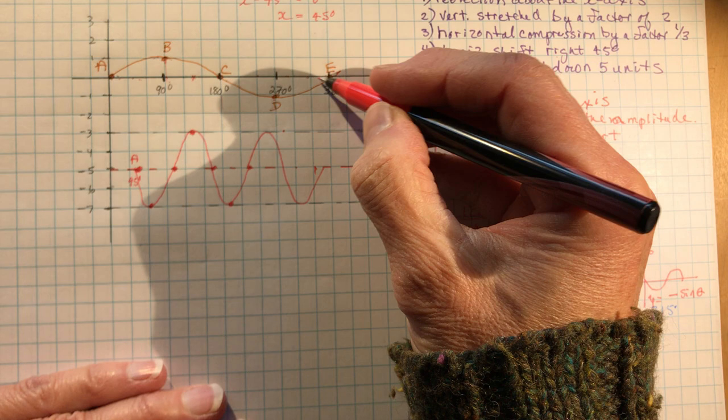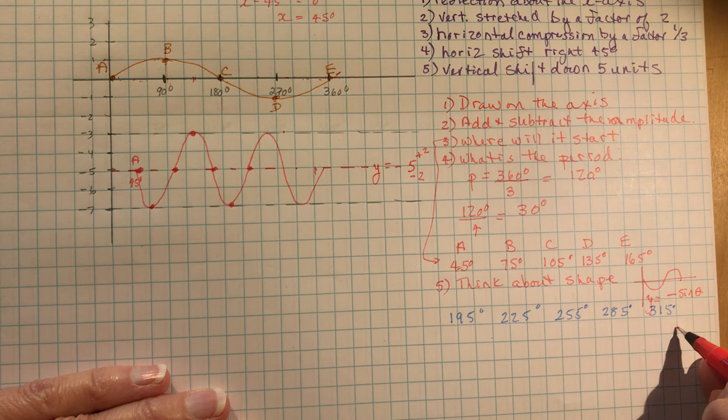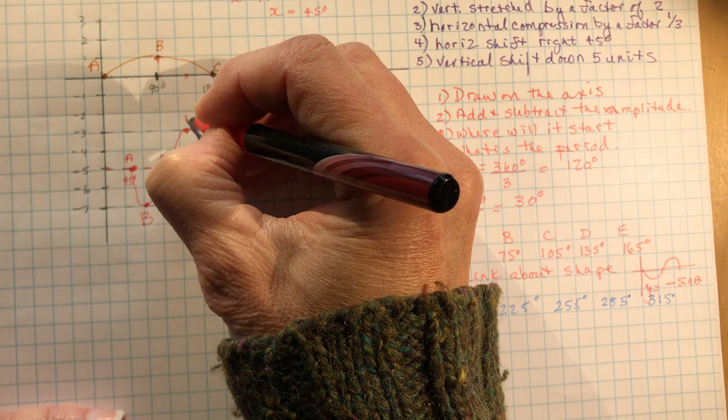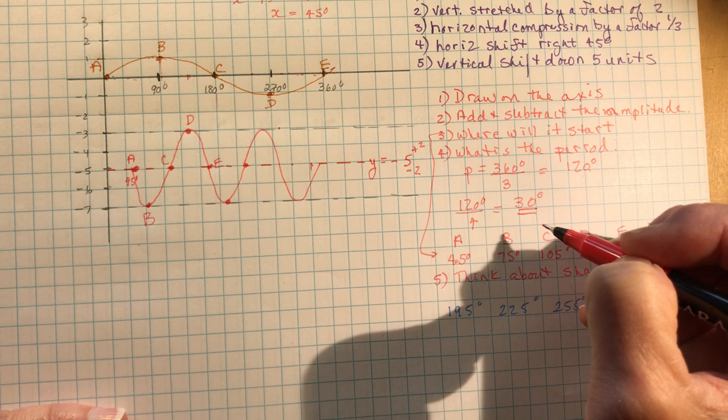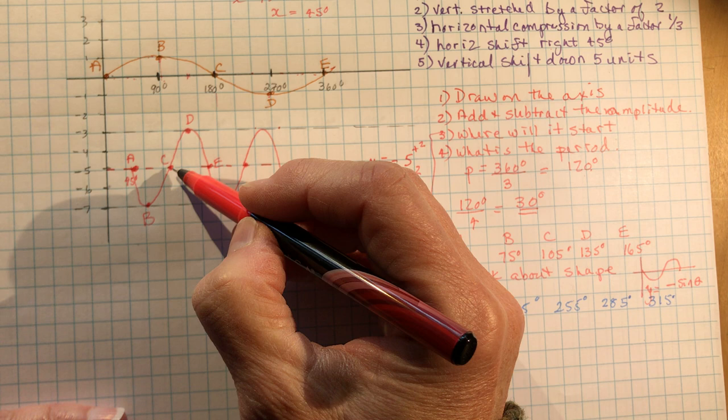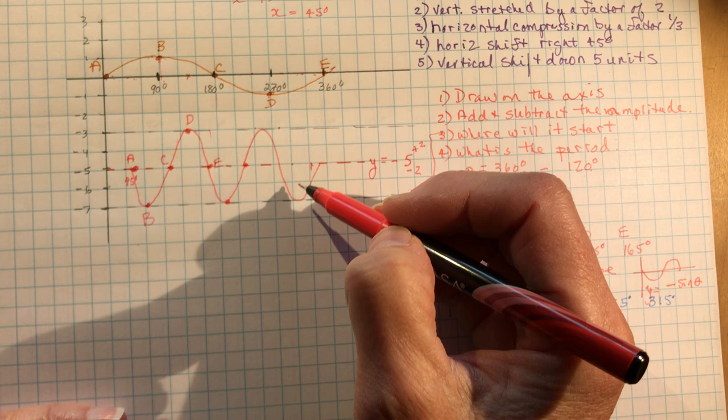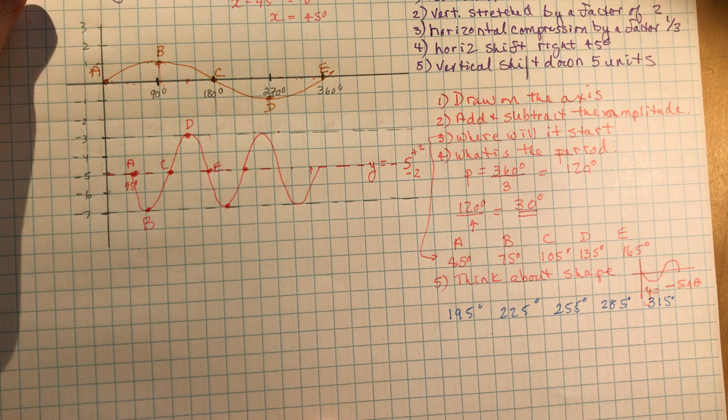So you can do this and just take your time, fill it all in. So we had A, B, C, D, E. Just keep adding the 30 degrees because each point is going to be another 30 degrees away. Probably would have been easier to just go like 1.5, 1.5, 1.5, and so on. Okay, so if you have a better scale, it'd be easier to add those in.